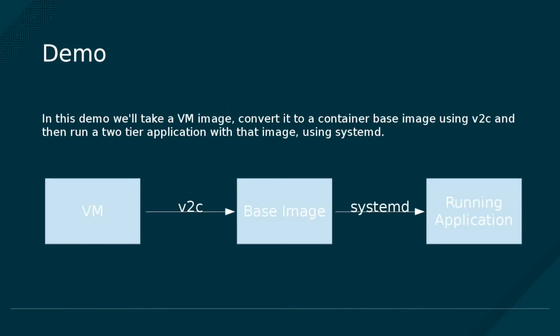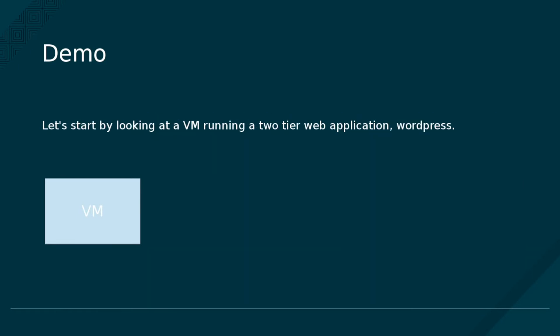In this demo, we'll take a VM image, convert it to a container-based image using v2c, and then run a two-tier application with that image using systemd. Let's start by looking at a VM running a two-tier web application, WordPress.